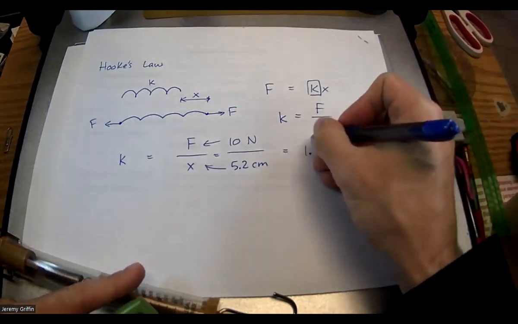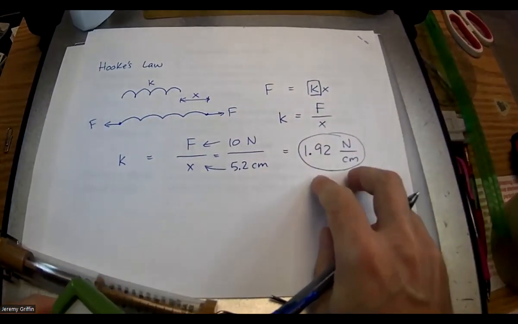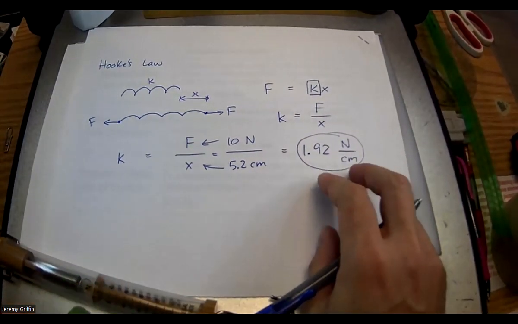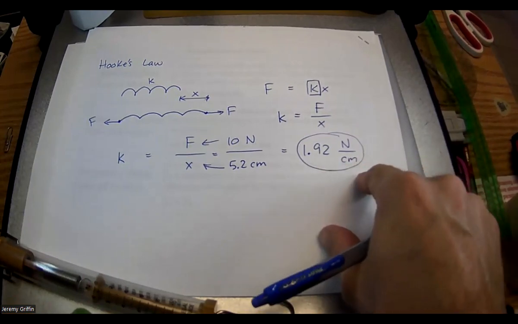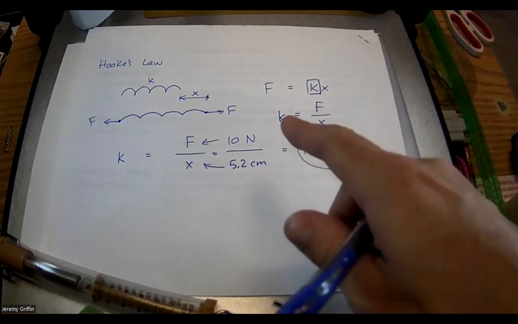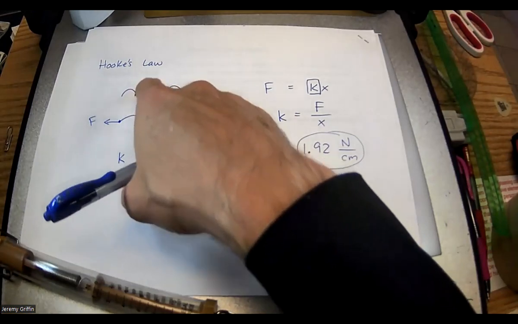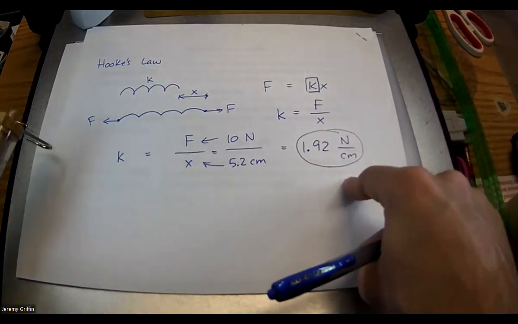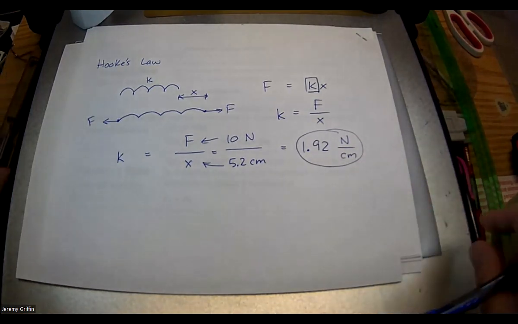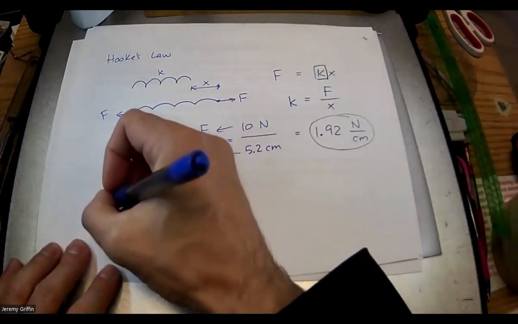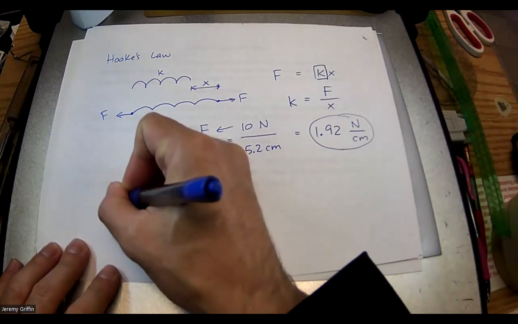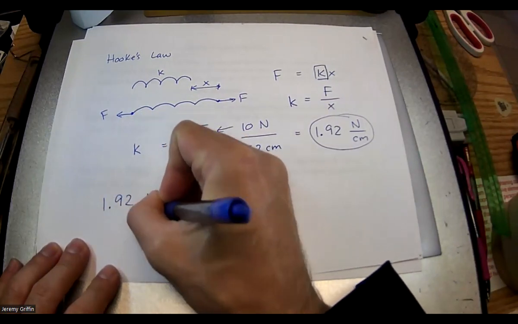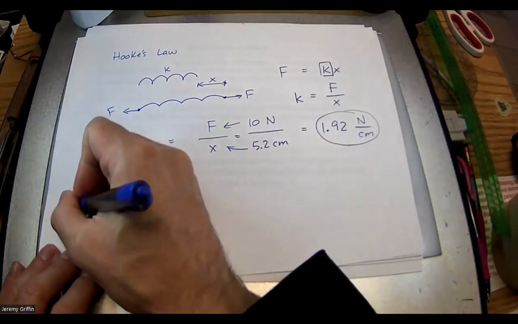Because you guys remember all numbers have attached units in this class. There's a couple exceptions, but this is not one of those exceptions. So newtons per centimeter, right? But a more standard way to represent spring constant is in newtons per meter. So hey, do you think you could convert that to newtons per meter? How would you do that? 1.92 newtons per centimeter. Guys, how many newtons per meter is that equal to?